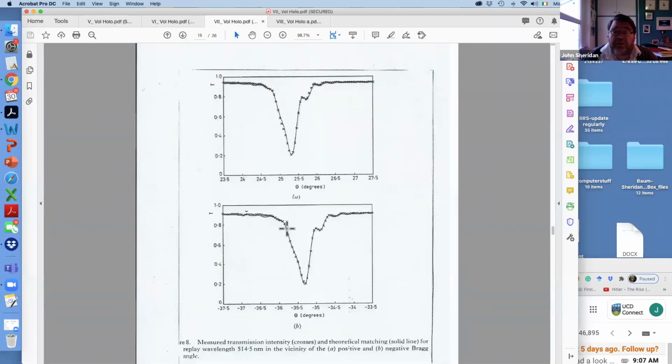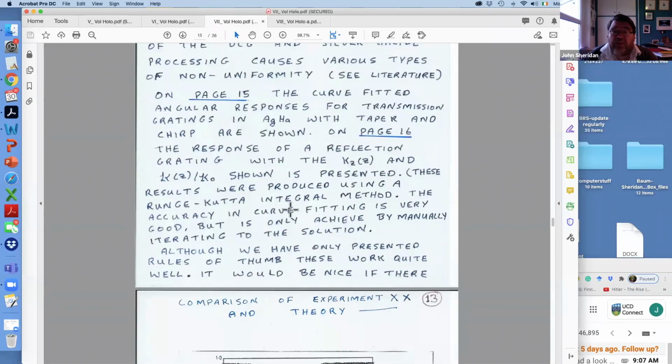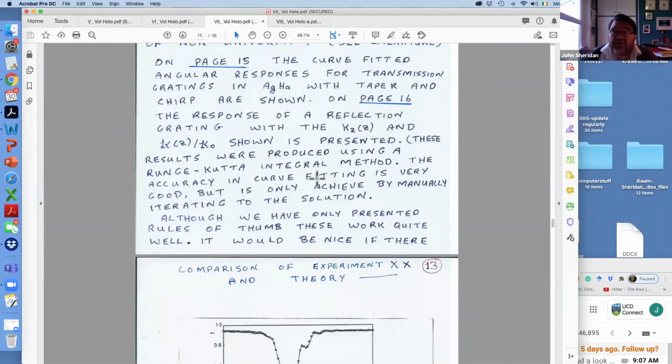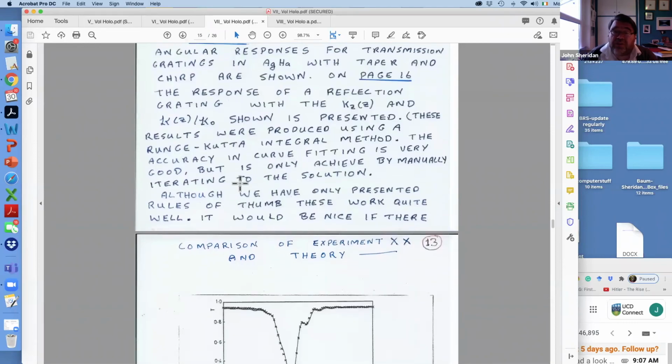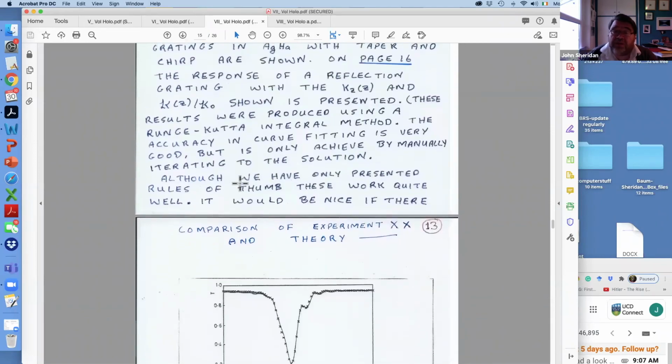So we go up here and we just say, what have we got? A transmission or reflective grating with kappa Z and kappa divided by kappa 0 shown; this is an average value. And these results are produced using a Runge-Kutta integral method. The accuracy in curve fitting is very good, but is only achieved by manual iteration to the solution.